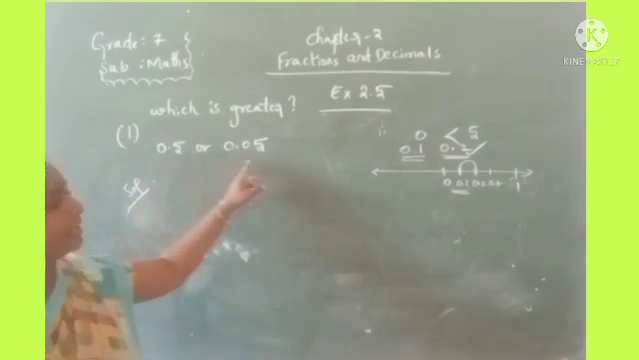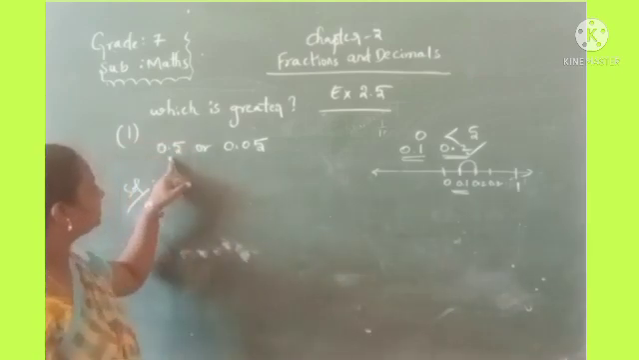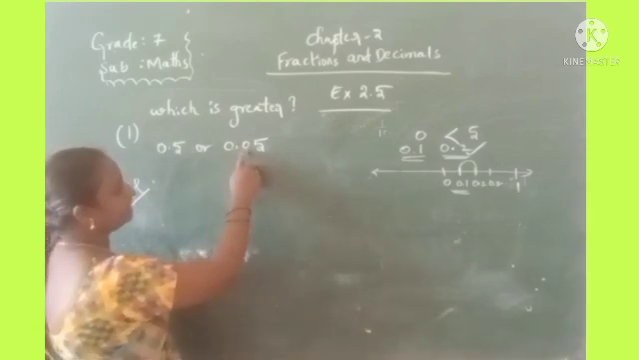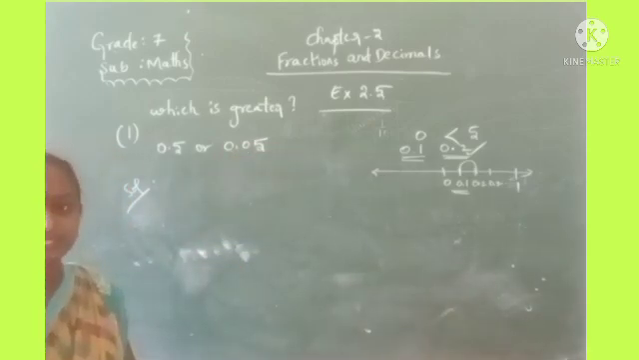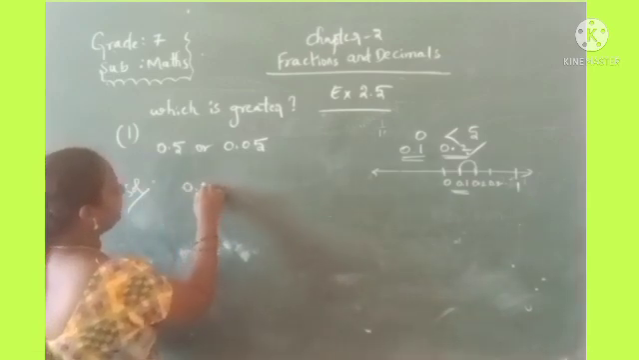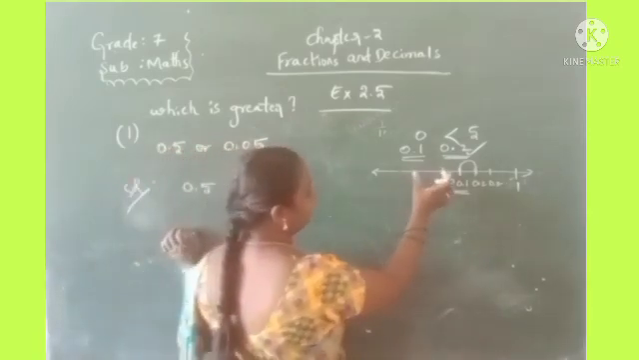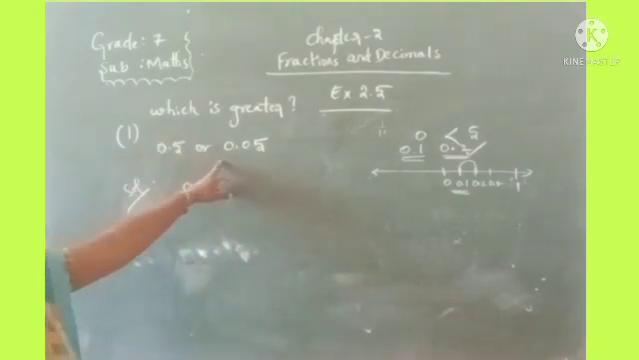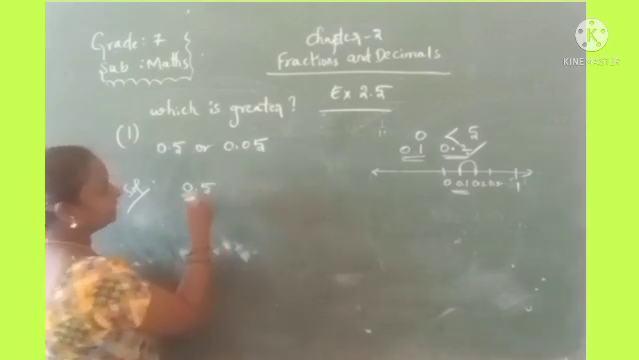0.5 or 0.05. Which one is greater? Here see the place values. After the decimal part, the tenth place, and here the second decimal number is the hundredth part. How can you say which one is greater? Simply, by using the number line we can say that 0.5 is greater than 0.05. Now not only that, I will explain how to show this.